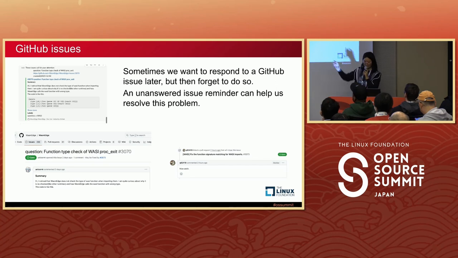Look at the bottom left image. Here, someone created an issue 2 days ago, but we didn't respond to it in 2 days. So the Slack bot sends this issue to the channel, and then the maintainer will know there is an issue they didn't respond to. So the maintainer will respond to the GitHub issue.